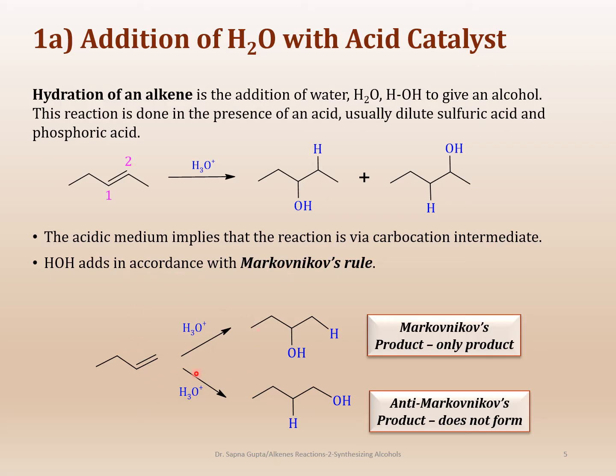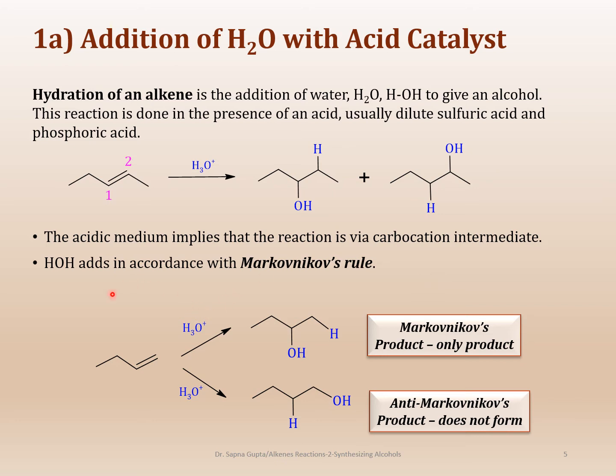So then here, if we have a terminal alkene, here again are the two different kinds of products you can get, the Markovnikov product and the anti-Markovnikov. Markovnikov again is where the hydrogen goes to the carbon with more hydrogens, and that is the only product you get for the alcohol. And this is again because of the carbocation mechanism.